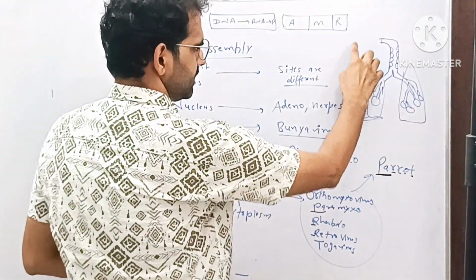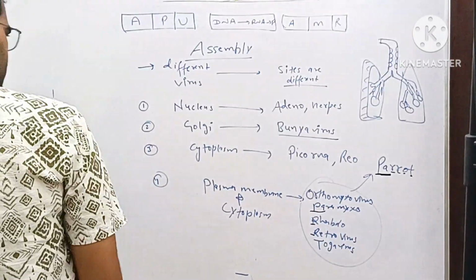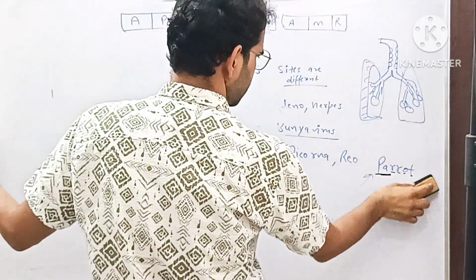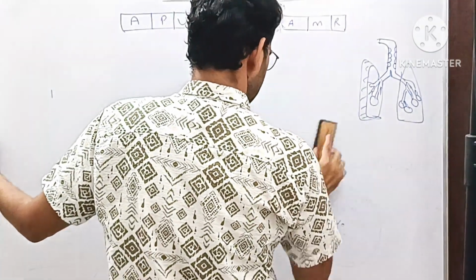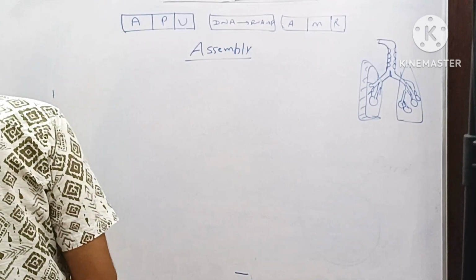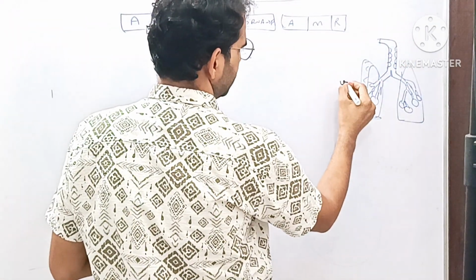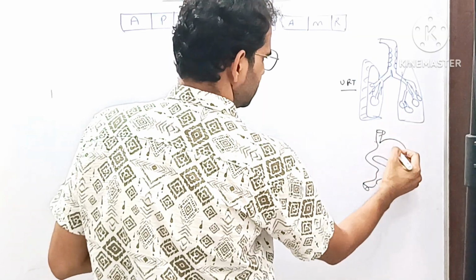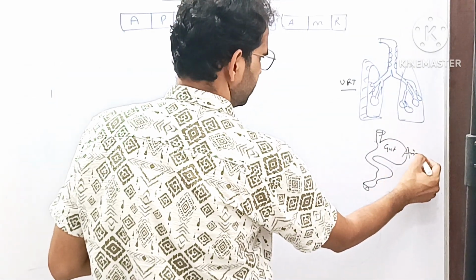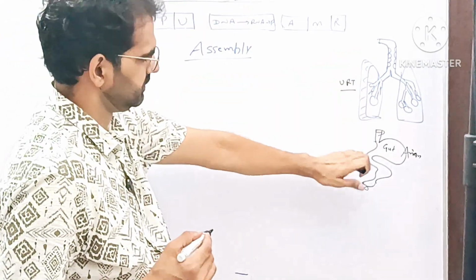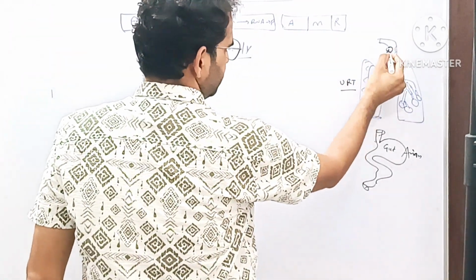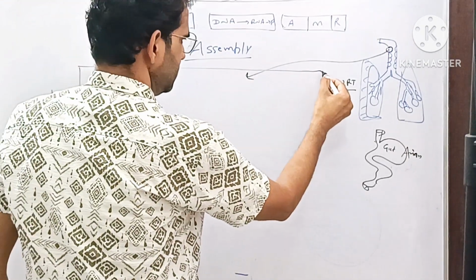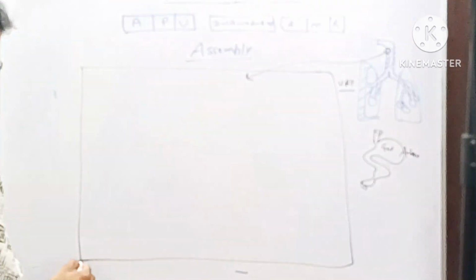As we know, the orthomyxoviruses affect the upper respiratory tract in humans, and in case of birds, for example ducks, they affect the gut epithelium. So this is the upper respiratory tract of human. Similarly, this is the avian gut. So these are the cells. If we take one cell from this portion, this is the respiratory cell.